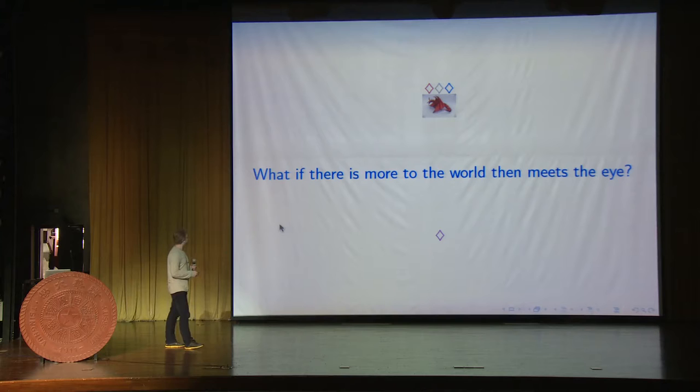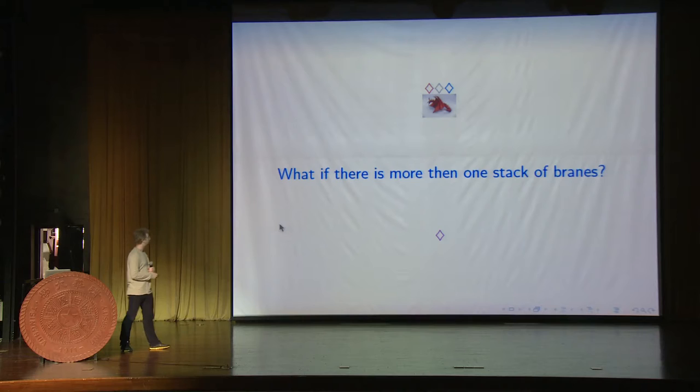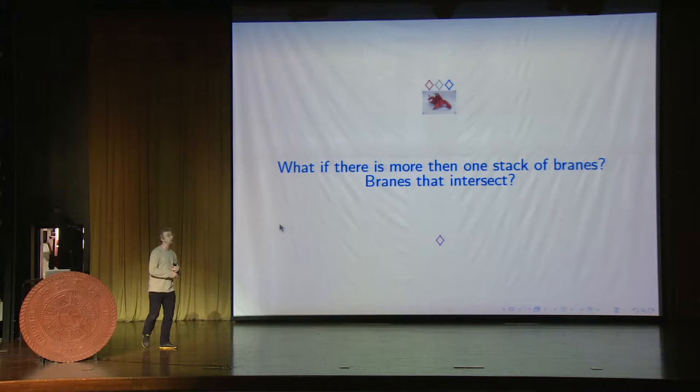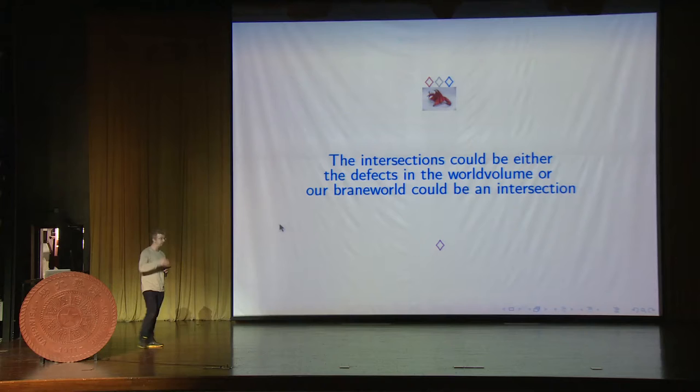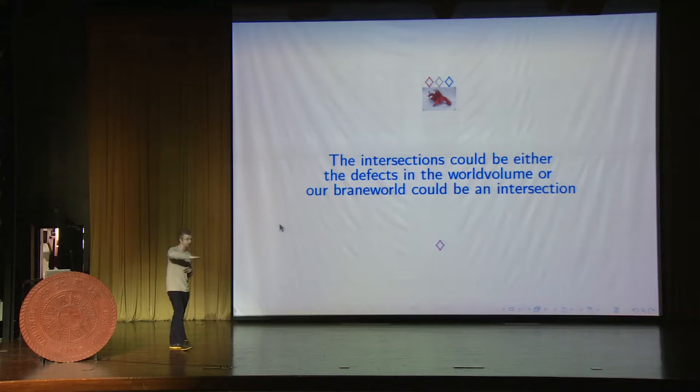And it could be that in addition to the stack of branes on which our theory lives, which we can call a physical stack of branes, there could be other branes floating around. And these other branes could intersect our stack of branes, or could be nearby. And these intersections would exhibit themselves as defects in our world volume. These defects could be of point-like nature, or they could be spread over surfaces or lines, and so on and so forth.